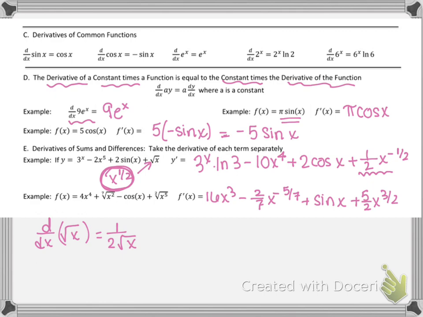Okay, and looking at the bottom one, I just took the derivative of each term separately. If required, you would have to rewrite this without the negative exponent. And so we'd bring it to the bottom and make it 2 over 7 times the 7th root of x to the 5th. This last term could be expressed as 5/2 times the square root of x cubed. Okay, so that is only required if the instructions say to do that.